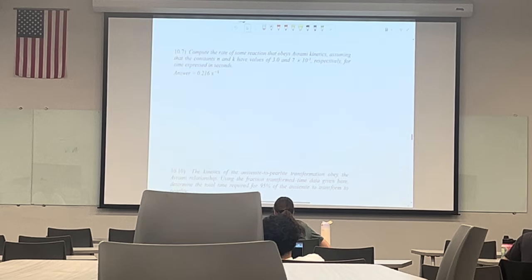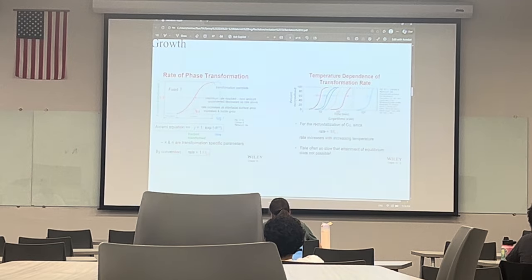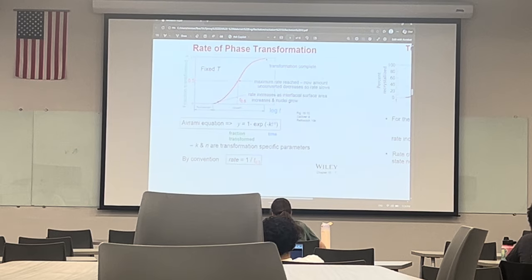It says, compute the rate of some reaction that obeys Avrami kinetics, assuming that the constants n and k have values of 3 and 7 times 10 to the minus 3 respectively for time expressed in seconds. Okay, the Avrami, we just saw it. So this is the Avrami equation.